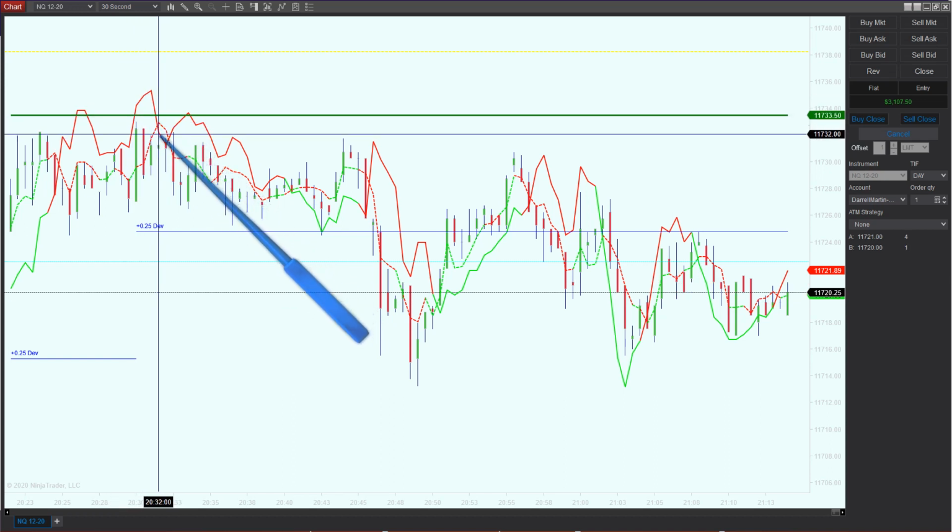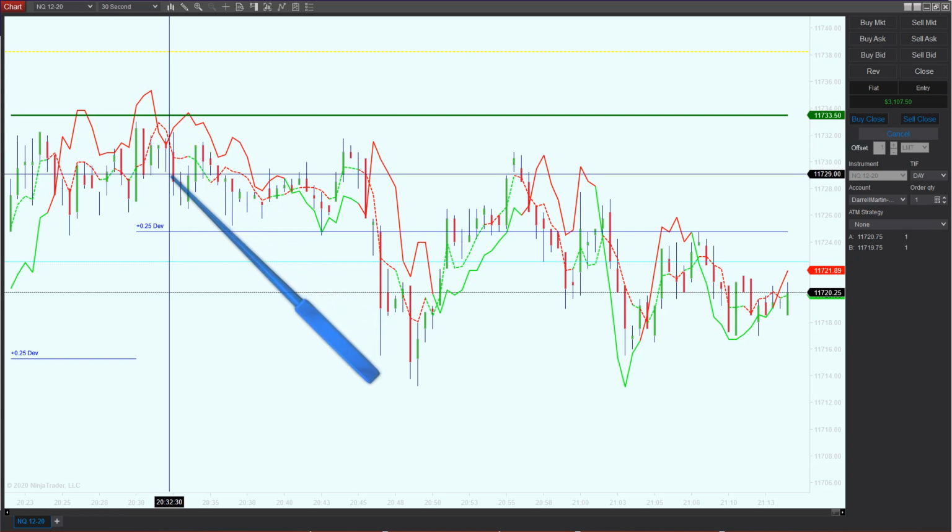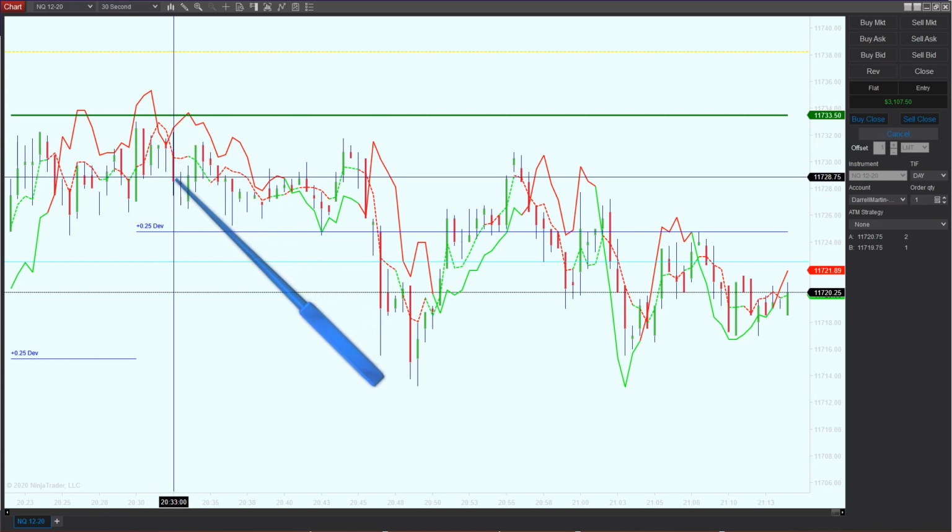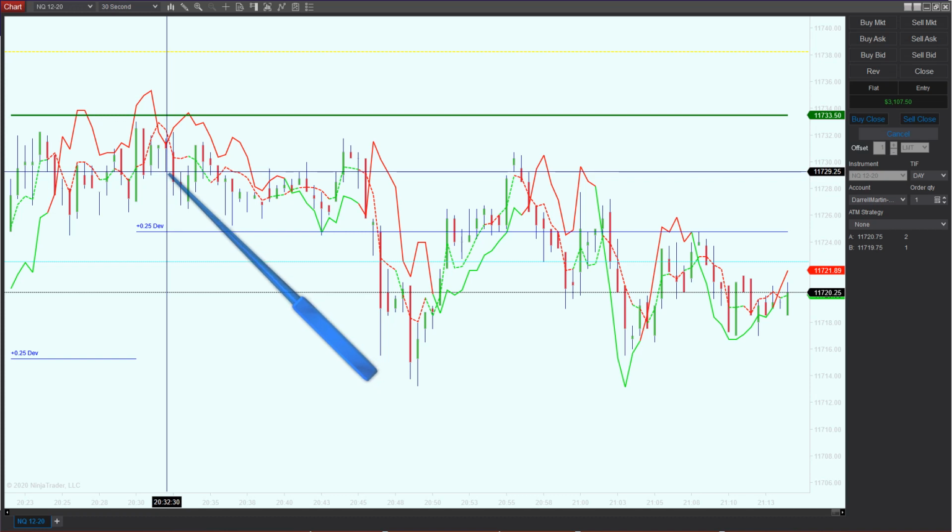And then it switches over. Both are angling down. Right here, I could take this short.